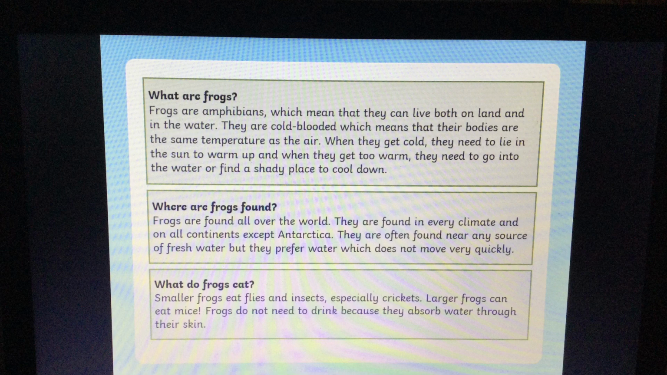Of course, you can do yours differently. You might have done what is a frog's diet, or the habitat of frogs. It's up to you how you did it. Well done for giving it a go.